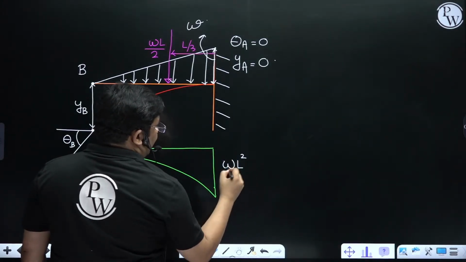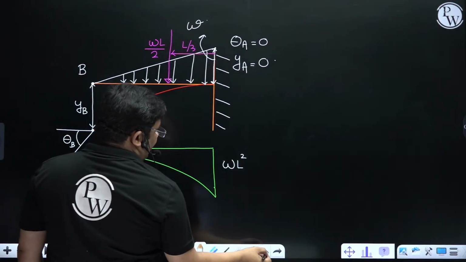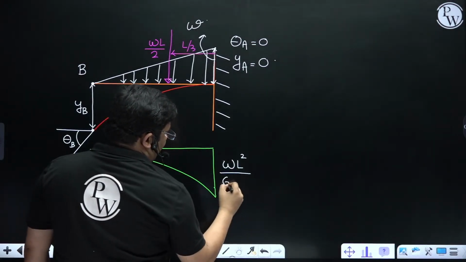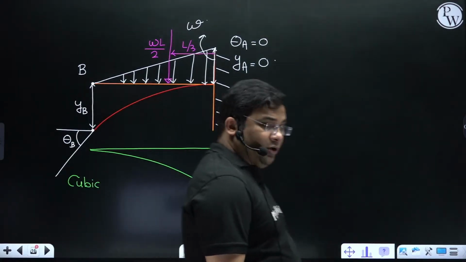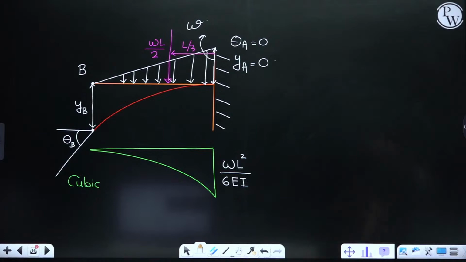WL square by 6. And obviously you have to find out what? The M by EI diagram. So it will be what? WL square by 6 EI. Yes, WL square by 6 EI.